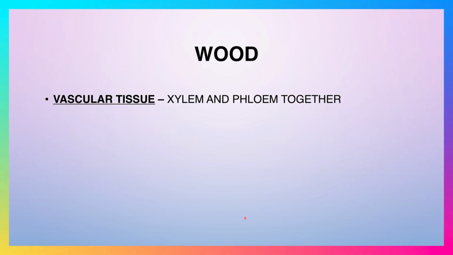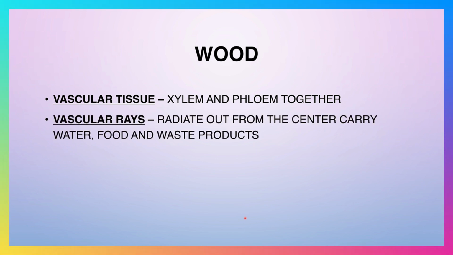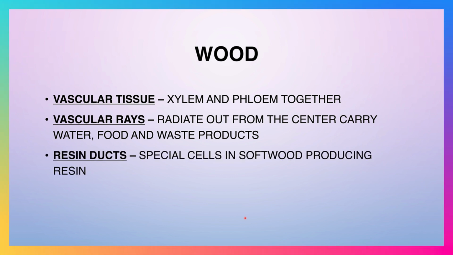When we talk about vascular tissue, we are talking about the xylem and the phloem together. And as I said before, vascular rays radiate out from the center to carry water, food, and waste products in and out in a diameter type way, as opposed to up and down the length of the tree or other plant. And then in softwood plants, conifers, there are special ducts in the cells, special cells that produce resin and allow for the spread of resin throughout the wood.